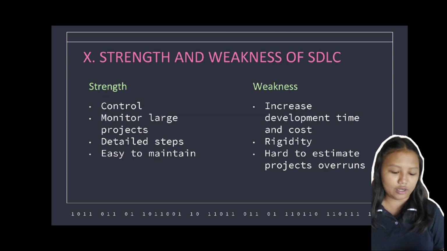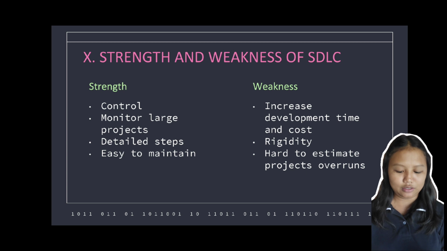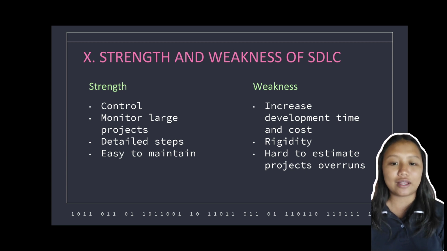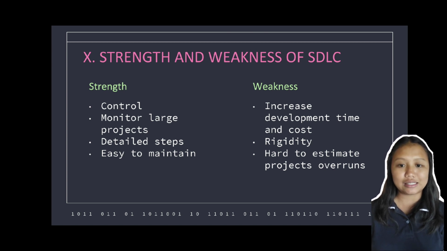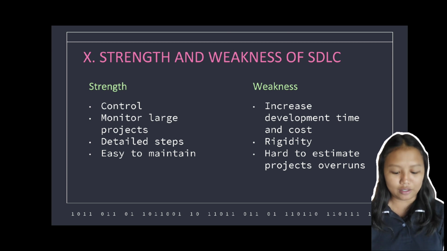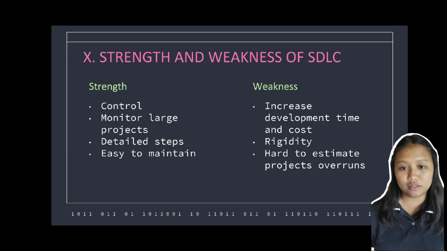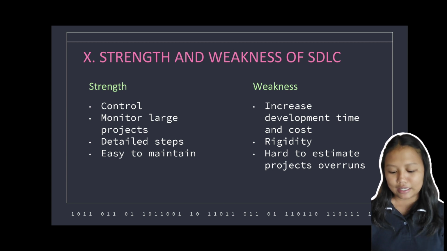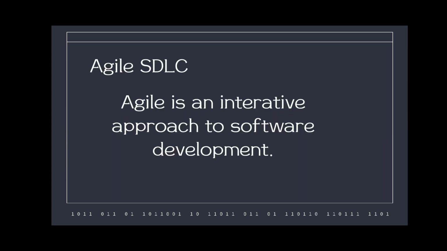And there are strengths and weaknesses of SDLC agile methods. First, the strengths are control, second, monitor large projects, third, detailed steps, fourth, easy to maintain. And the weaknesses are increased development time and cost. Next, rigidity, and lastly, hard to estimate project overruns.